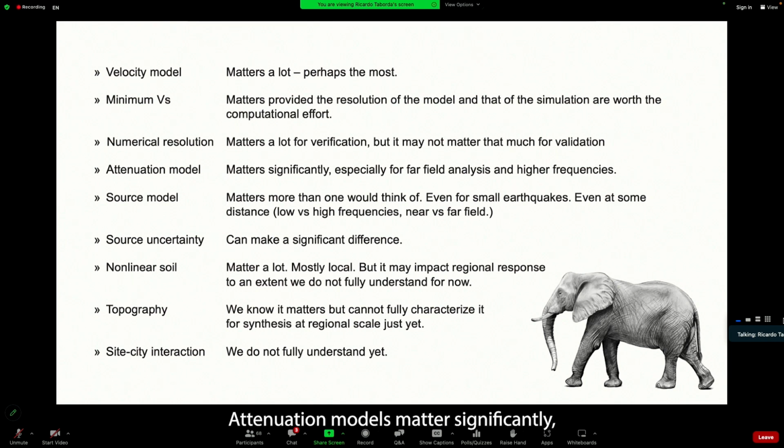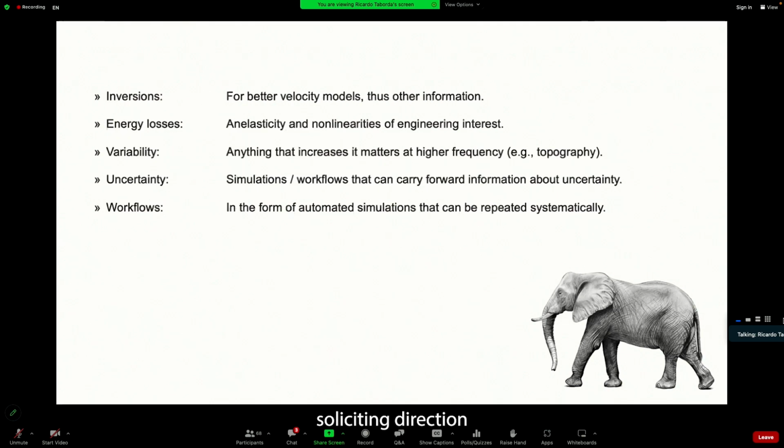Attenuation models matter significantly, especially if you're interested in the far field, but if you're interested in the near field, maybe not that much. Source models and source uncertainty, nonlinear soil, topography, and then, as I mentioned at the end, soil-structure interaction. And then aspects in which I think we continuously have to redouble efforts.